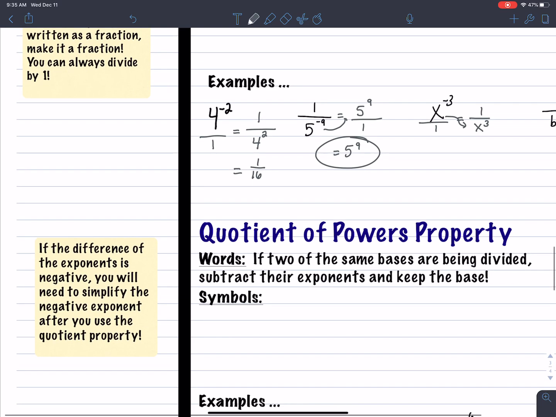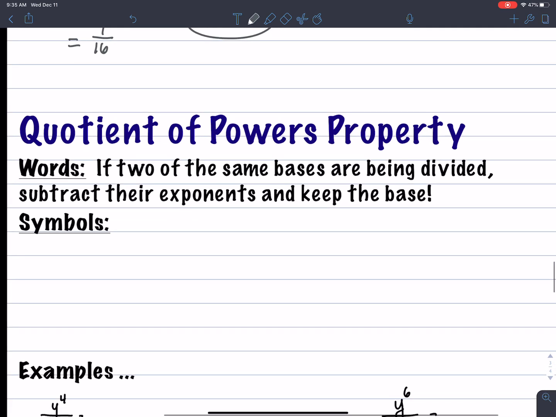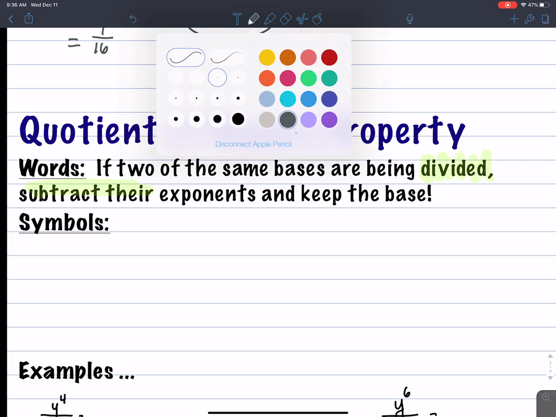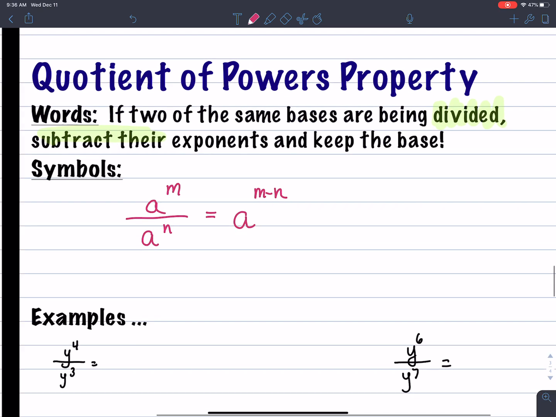So our last property for today is called the quotient of powers property. Quotient obviously means division. So this is saying if two of the same bases are being divided, we can subtract their exponents and keep the same base. So for example, if I had something like a to the m power divided by a to the n power, I could just keep that one base a, and just subtract the original exponents. So let's just see how that works right away.